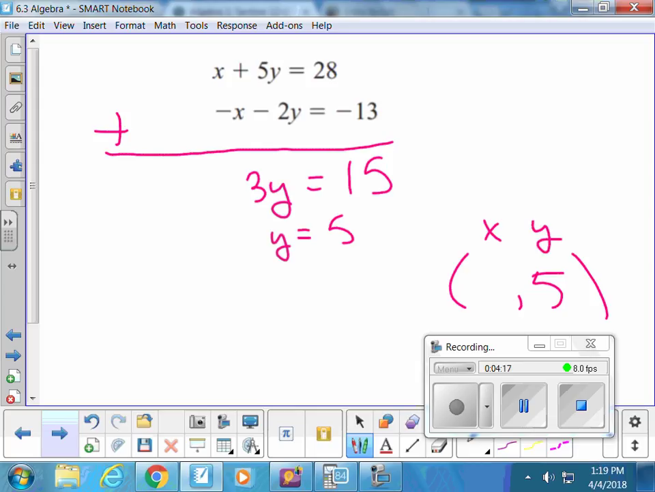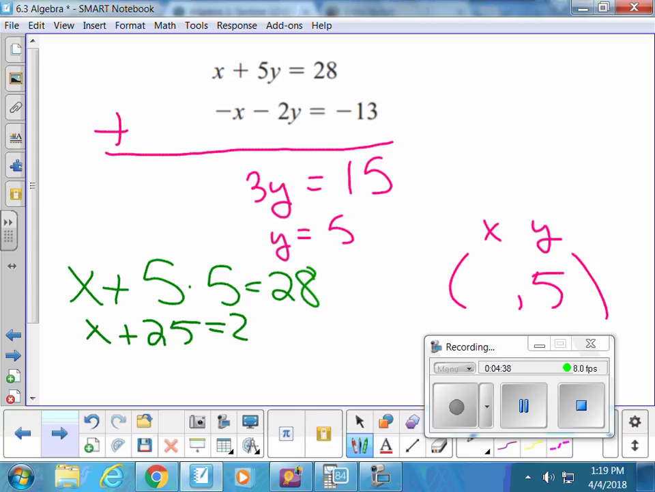All right, we have to pick our favorite equation to plug that 5 into. Do you guys like equation 1 or equation 2? Yeah, who in their right mind would like equation 2? Not me. So let's do equation 1. We're going to put a 5 in place of y and then solve it out for x. That won't be too bad. 5 times 5 is 25. And we can subtract the 25 over to the other side and get 3.